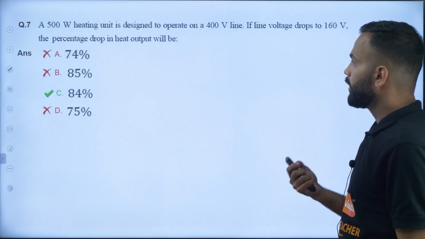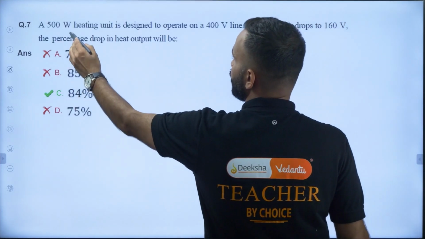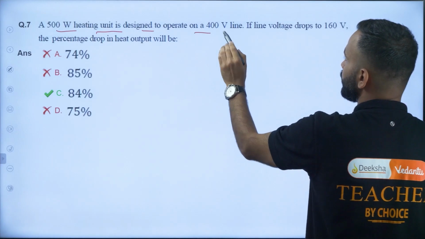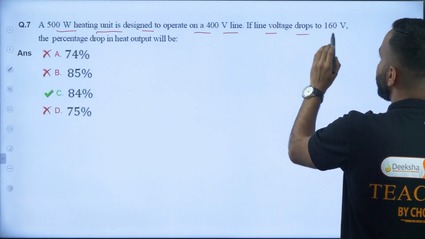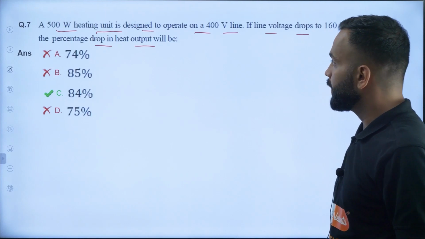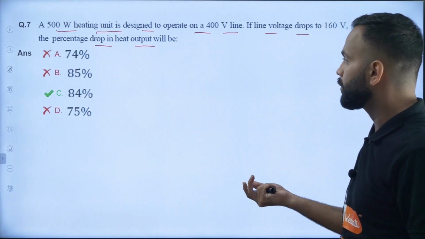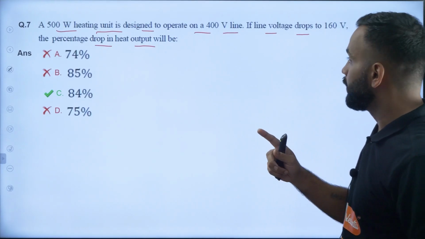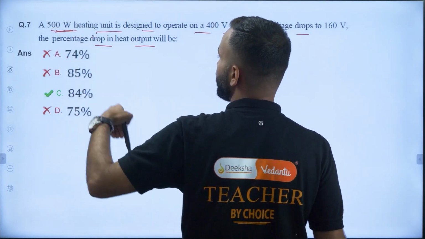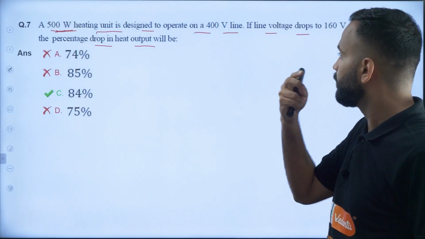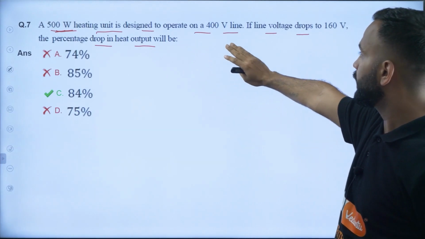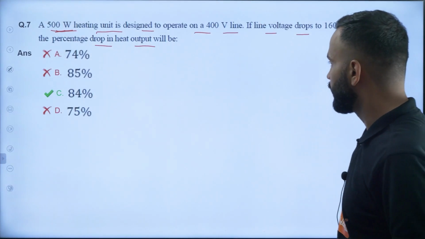Question number 7. A 500 watt heating unit is designed to operate on a 400 volt line. If line voltage drops to 160 volt, find the percentage drop in heat output. Here the 500 watt is the power, right? A 500 watt heating unit is designed to operate on 400 volt.